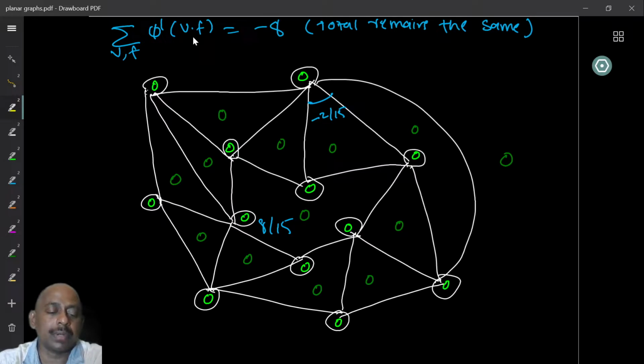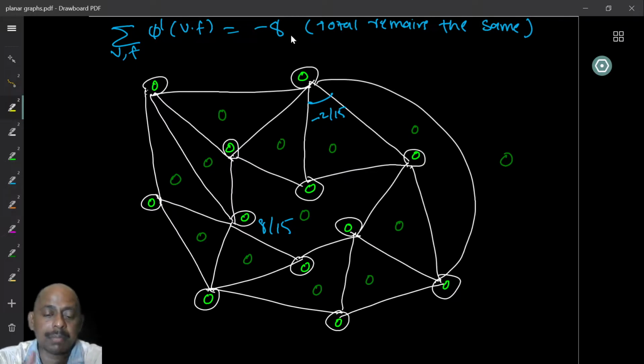So the sum of the charges of the corners over all the vertices and faces is minus 8, because minus 8 was the earlier sum of charges. Since the total remains the same, the total is again minus 8. But if the total is negative, then as we observed earlier, at least some of the charges must be negative, because if everything is non-negative, the sum is going to be non-negative.